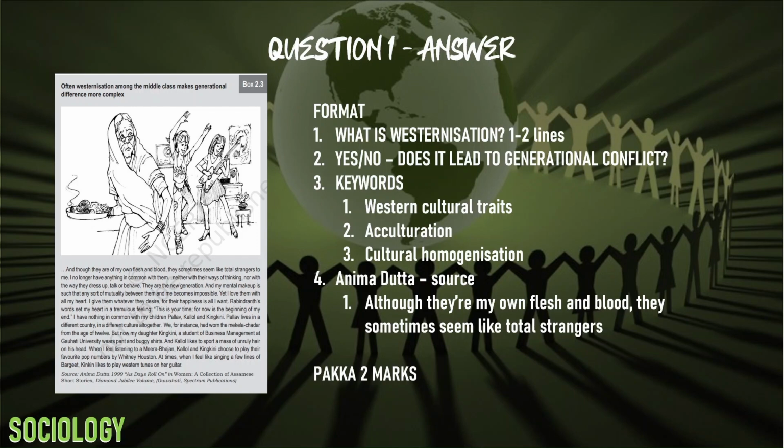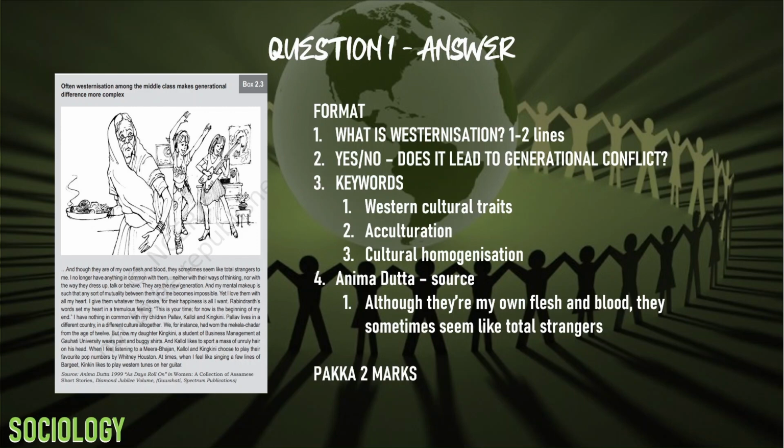And the first thing you'll do is you'll explain what westernization is because it's part of the question. In only 1 to 2 lines, just a brief definition, maybe one example if you have space or word limit. And then you might also give 1 line about generational conflict, just what it is.